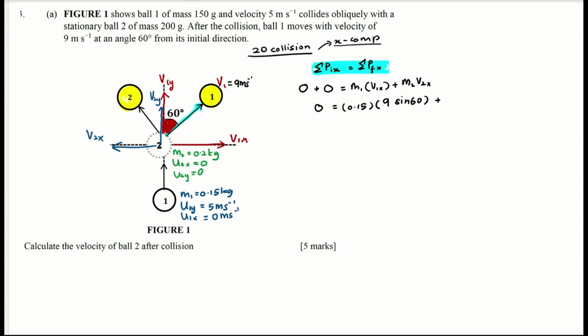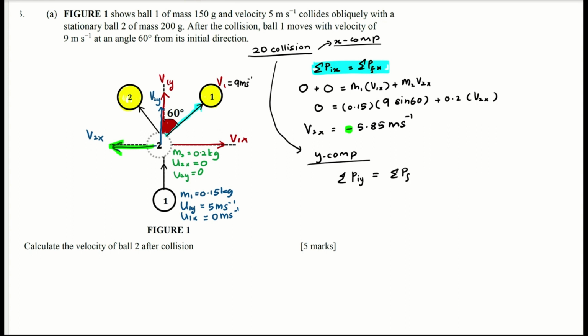Okay. Plus M2 is 0.2 times V2X. So now can we find V2X? Okay. Yes. So you can find V2X, where V2X is equal to negative 5.85 meter per second. Okay. Kenapa negatif? Sebab direction dia to the left. Okay. And then we move to the Y component. So for Y component, total momentum initial Y equal to total momentum final Y. Okay. So this is for the Y component.